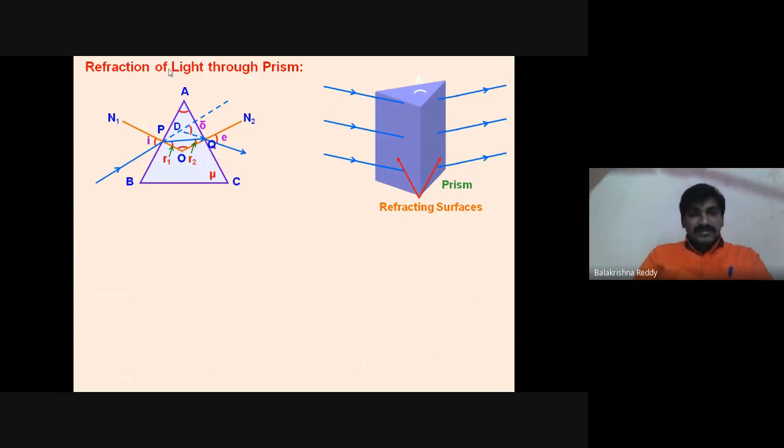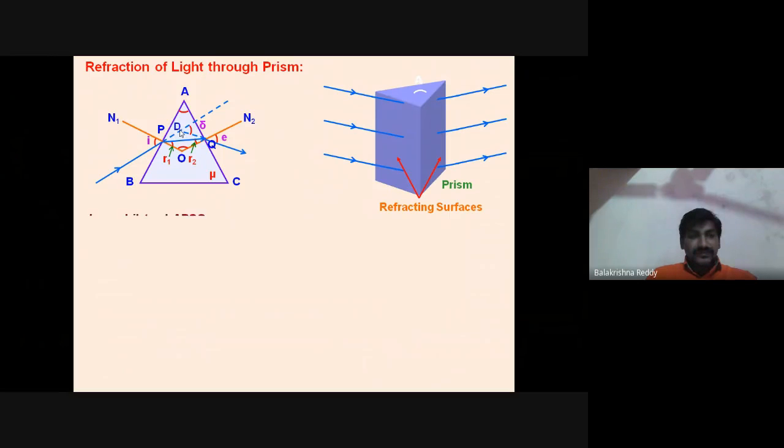We are considering the first incident point, you are seeing point P, and the second refraction position we are taking as Q. Apart from that, there is a point D. D is the position of the angle of deviation. Now, what is the need of taking all this, sir? To express it mathematically, we need to take some considerations as different positions. Let us see now.